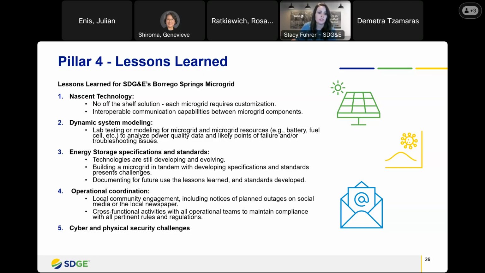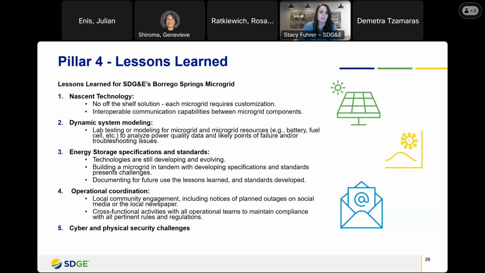There's also significant interoperable communication capabilities between the different microgrid components. So that's why for SDG&E, our PICE controller is a significant step forward, because it allows us to operate these various resources together as one more effectively.